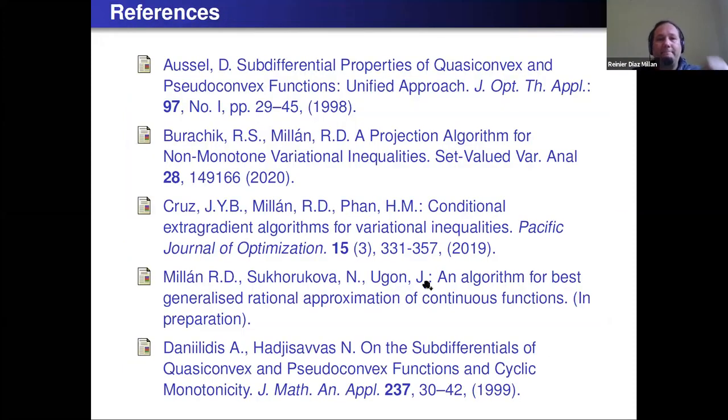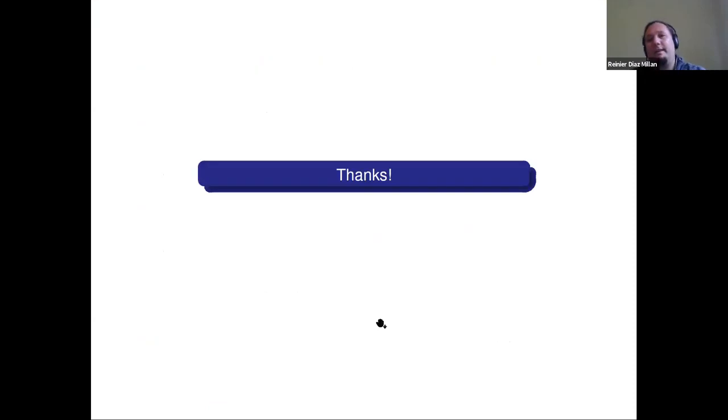Okay, this is the reference. This is the paper from Regina in Brazil. For the line search, in this paper we use the algorithm in some way because the algorithms are very similar. This is the paper we are working on. It is still in preparation. And this paper gives us some results on pseudo-monotone, pseudo-convex and quasi-convex functions. Okay, thank you very much.